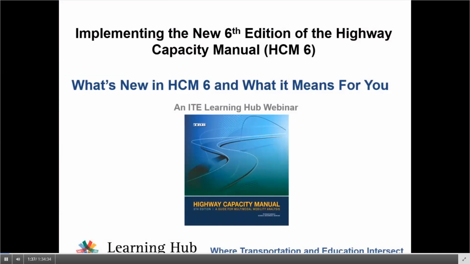Finally, the HCM's expanded name, Highway Capacity Manual 6th Edition, A Guide for Multimodal Mobility Analysis, is intended to highlight the HCM's ability to analyze the operation of non-auto modes and to highlight the range of roadway performance measures that the HCM provides beyond traditional level of service.